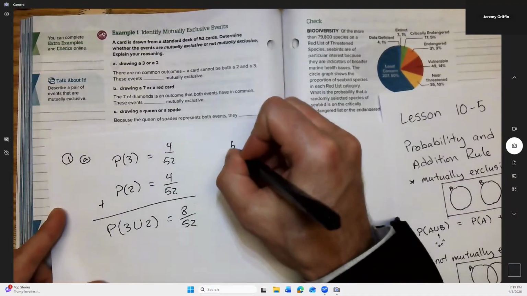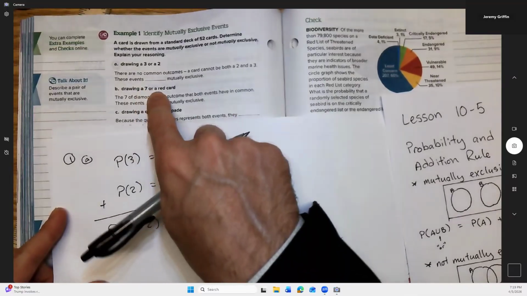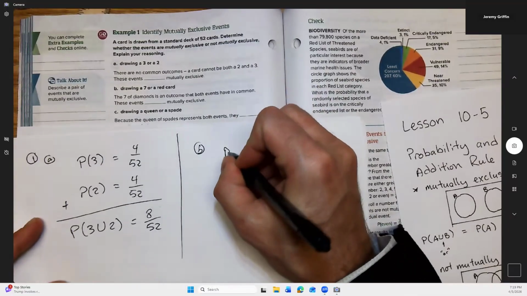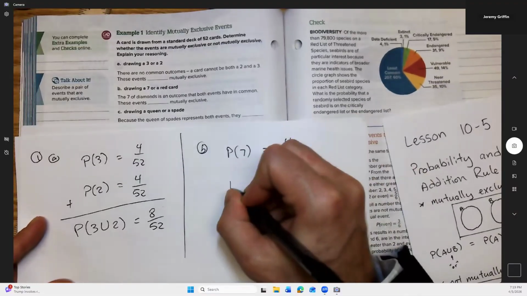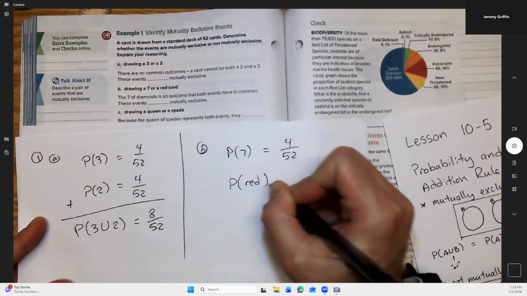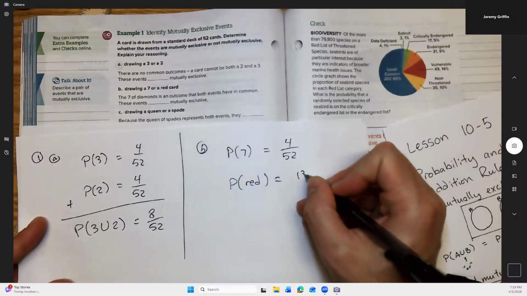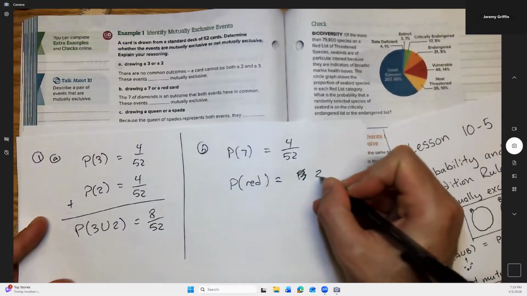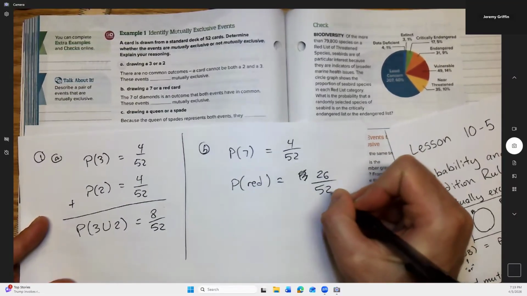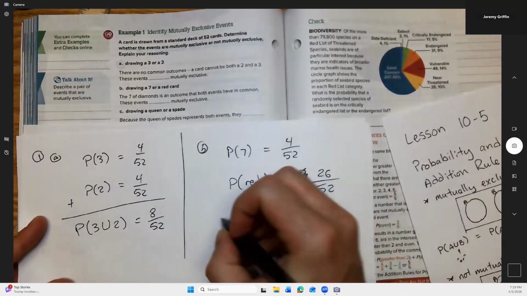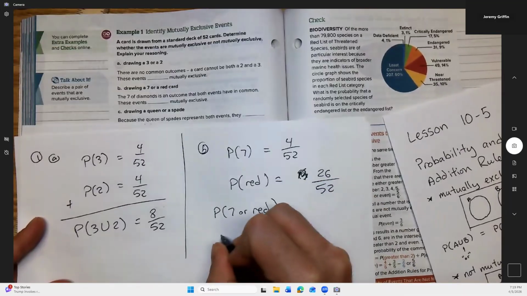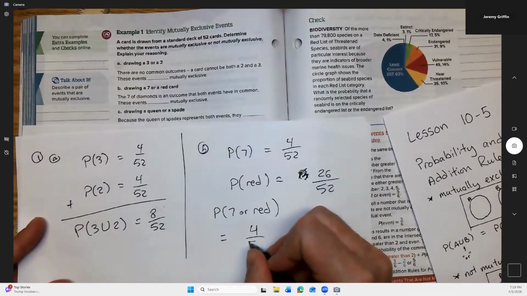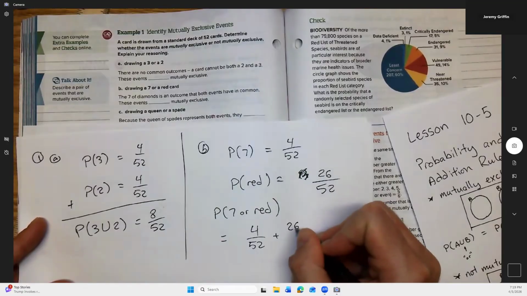How about this one where it said a 7 or a red? So probability of a 7, well, there are four sevens out of the deck of 52. Probability of red, I know there are 13 red, no, that's not right. There are 26 red cards out of 52. That sets. Okay. So probability of 7 or a red, well, I could say probability of 7 is 4 out of 52. Probability of red is 26 out of 52.